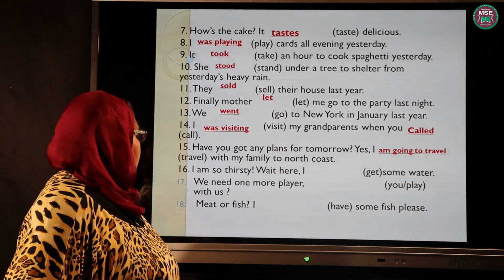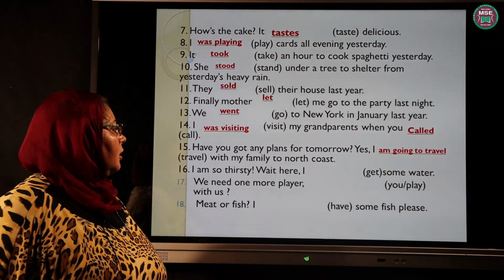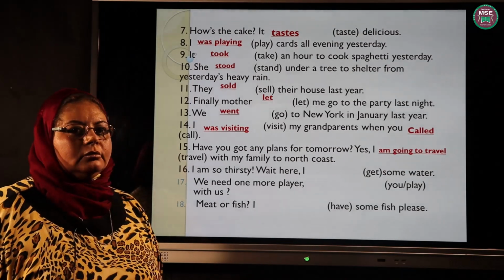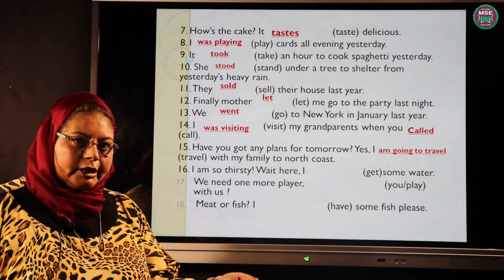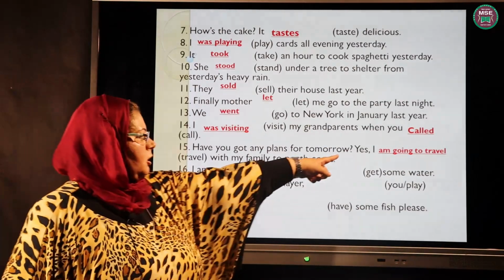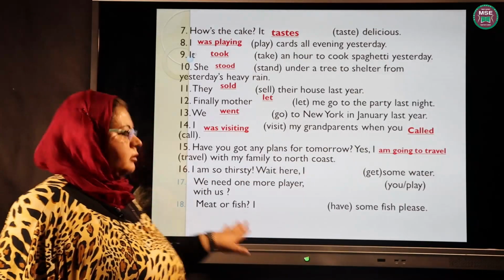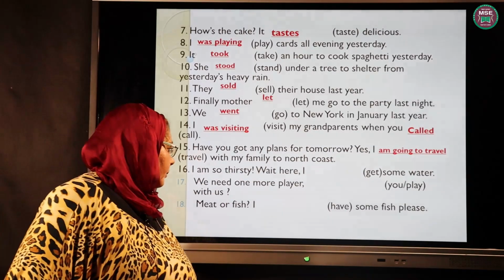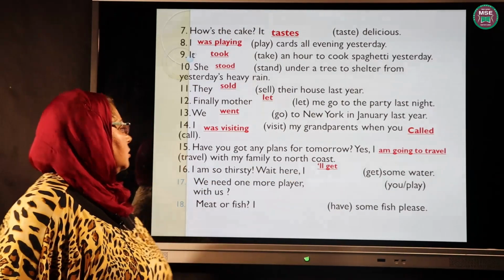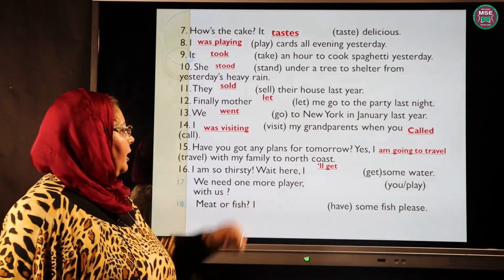I'm so thirsty. Wait here. I'll get some water. This is a sudden decision. It's talking about the short future, but it is a sudden decision. So I'm not going to use "going to," okay? I'm going to use will plus the infinitive. I'll get some water.